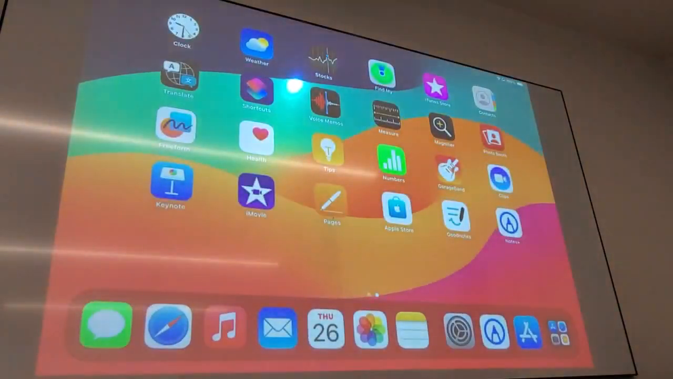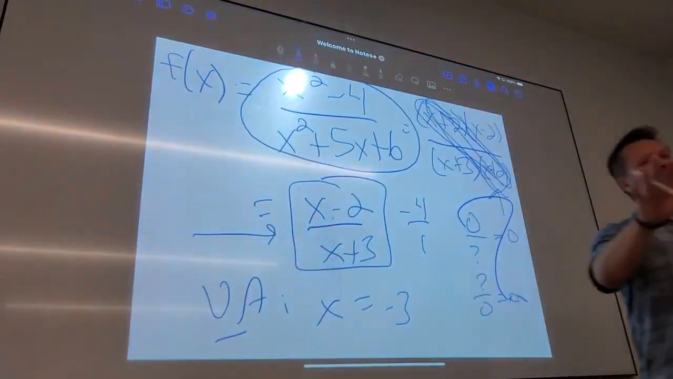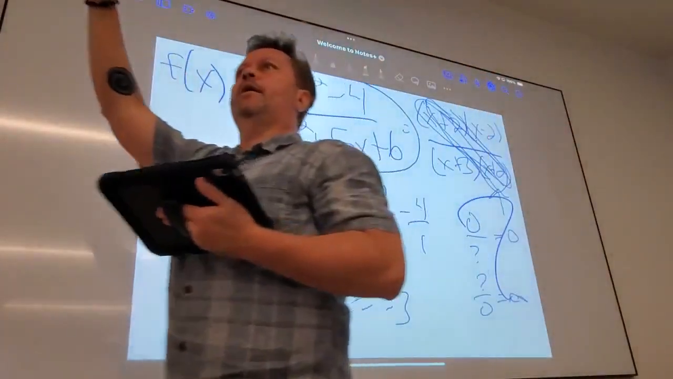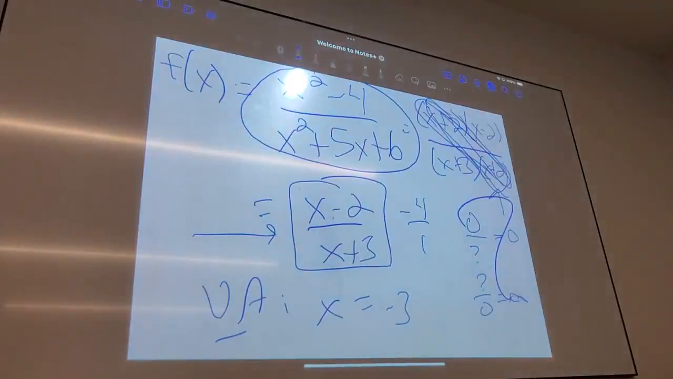Okay. All right, is everybody sort of with me? If the bottom has factors that go to 0, there's an obvious problem there. Most of the time, it's going to be a wall. If the problem cancels, it ends up being an open circle.